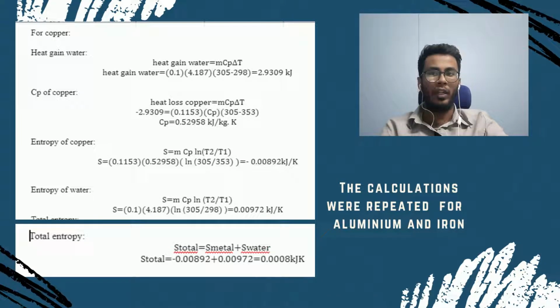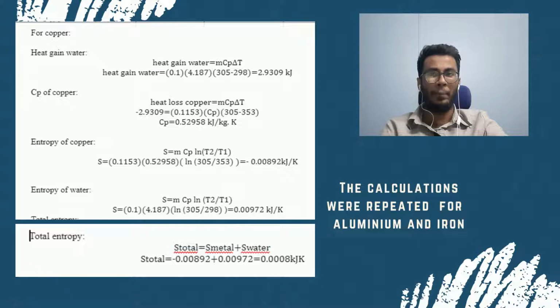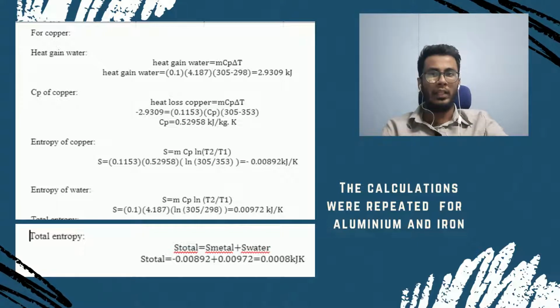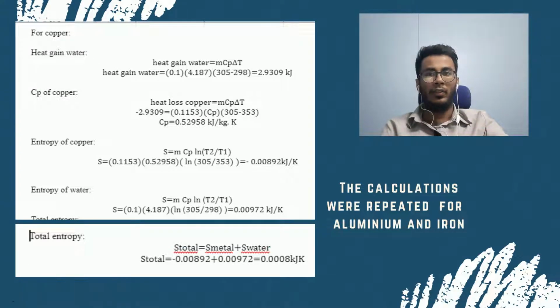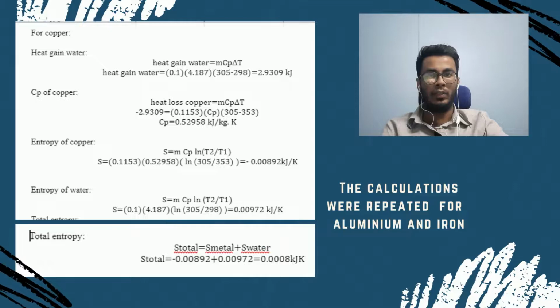Finally, we have to calculate the entropy change of water using the same formula: mass times heat capacity times ln of temperature 2 divided by temperature 1. So we will get 0.00972 kilojoule per kilogram. The total entropy is equal to the entropy change of water plus the entropy change of the metal. So we will get the total for copper equals 0.0008 kilojoule per kilogram.